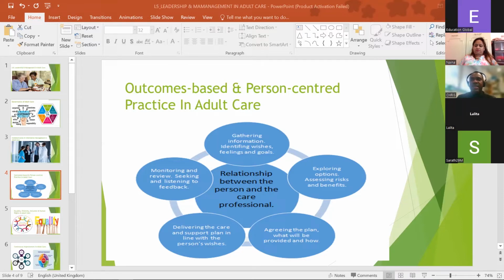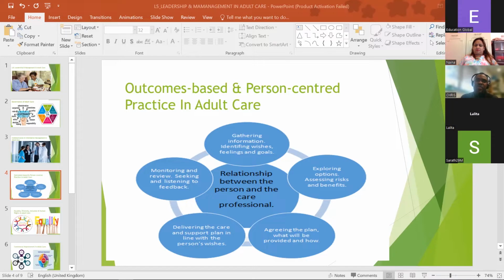Person-centered means the services have to focus on the needs, the wishes, the preferences of the individual. So we're looking at strength-based approaches that we use to deliver services, person-centered approaches, active participation. How do we involve the service users or the individuals in the care that is being provided for them? Then we'll look at outcome-based practices as well.